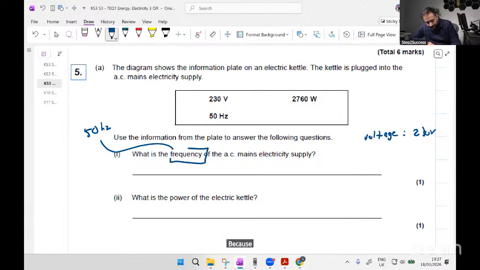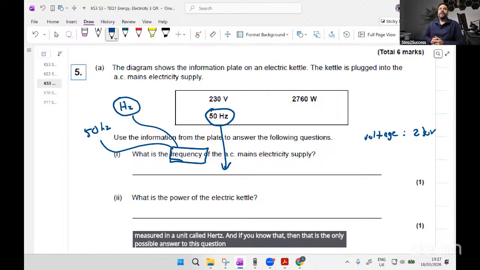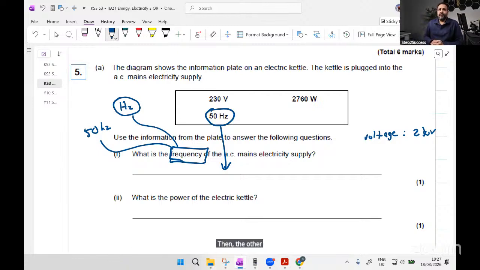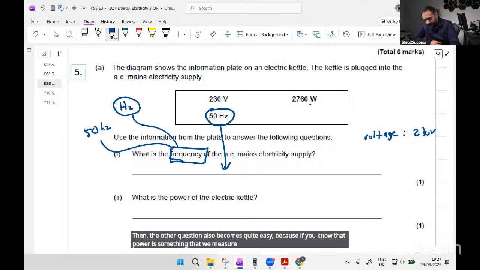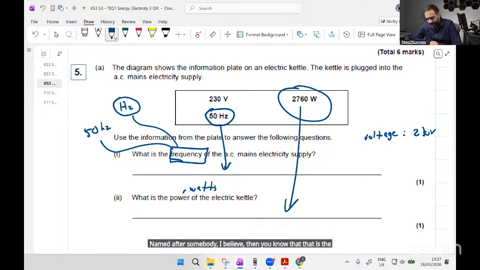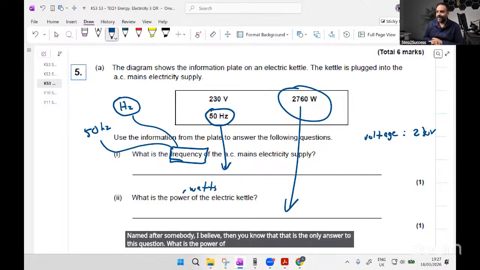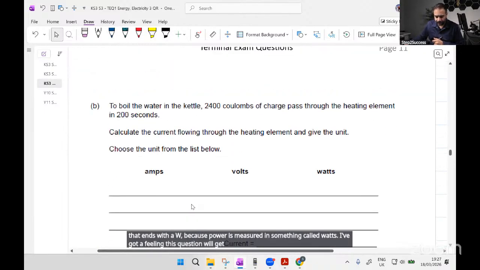Because what you need to remember is that frequency is measured in a unit called hertz. If you know that, then that is the only possible answer to this question. Then the other question also becomes quite easy, because if you know that power is measured in a unit called watts, named after somebody, I believe, then you know that is the only answer. What is the power of the electric kettle? It has to be the one that ends with a W, because power is measured in watts.